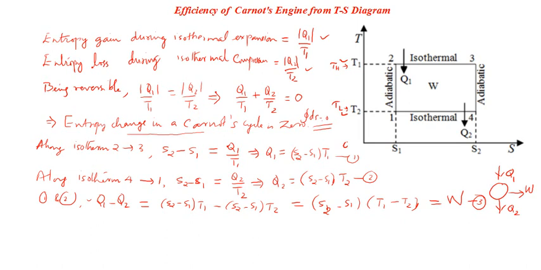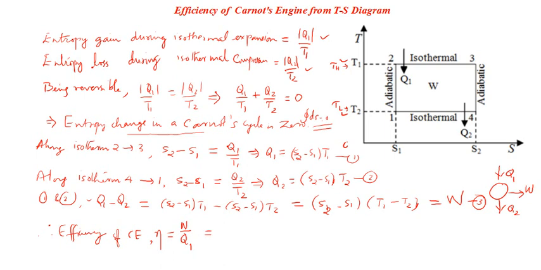Now it's straightforward. What you have to do is calculate the efficiency of the Carnot's engine, represented by eta. What is eta equal to? Eta is equal to the work output divided by the heat input. Here the heat input is taken to be Q1, the heat entering, right?